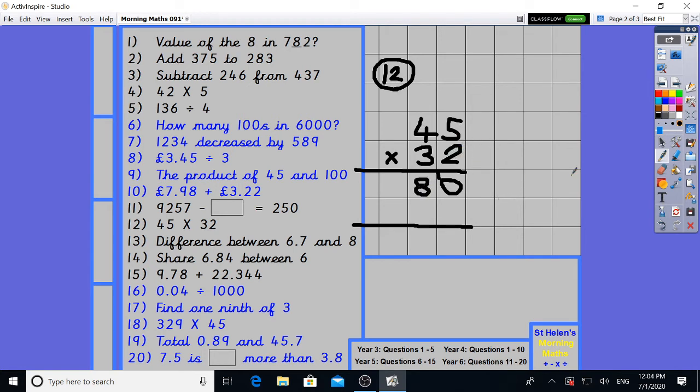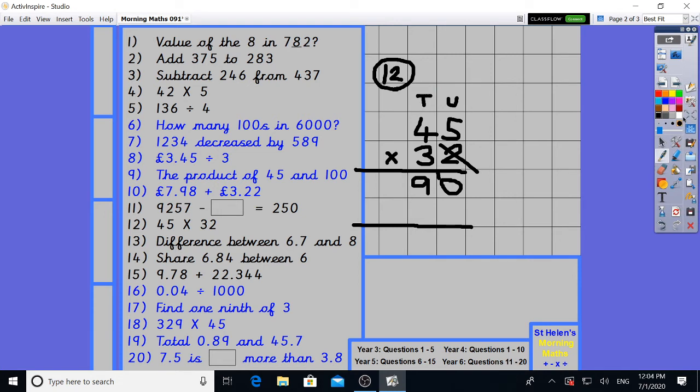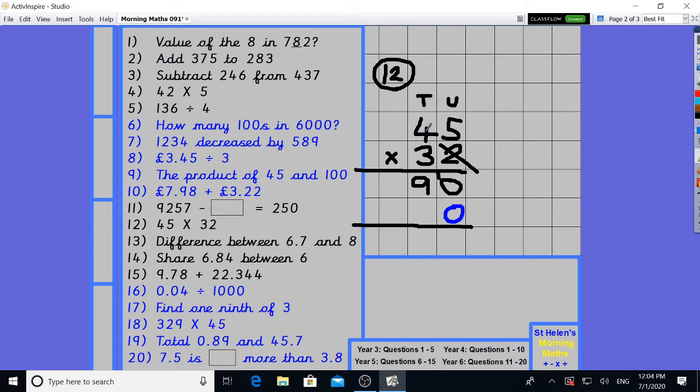So I did 2 times 45, and for some reason I put 80, but it's actually 90. 2 times 5 is 10, 2 times 4 is 8 plus 1 is 90, there we go. So I've just done 2 times 45 and written it in there. Now I'm going to do 30 times 45, because this 3 is in the tens column, and it's really worth 30. I'm going to do that in a different colour for no particular reason. I'll place a 0 because it's the tens, and then I can pretend it's just 3, even though it's not. 3 times 5 is 15. 3 times 4 is 12, plus 1 is 13.